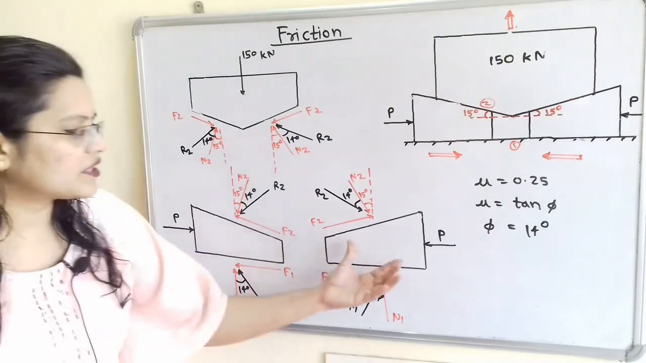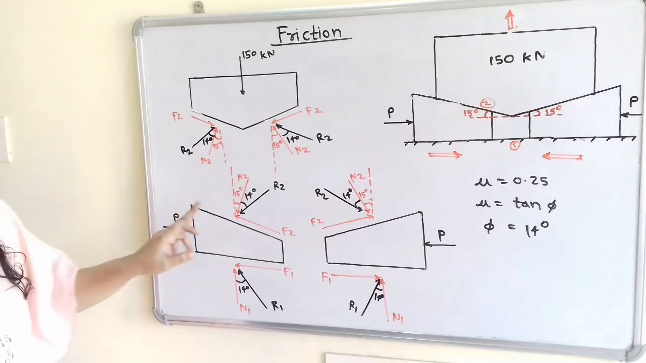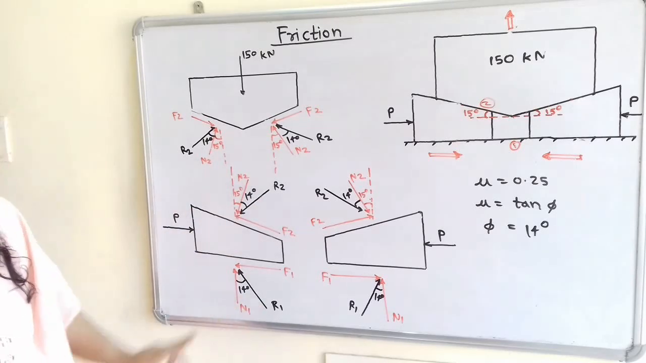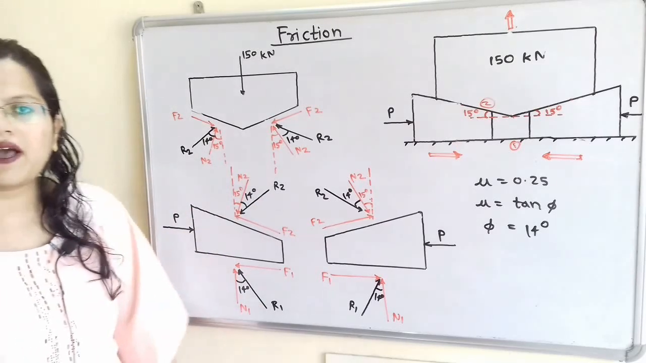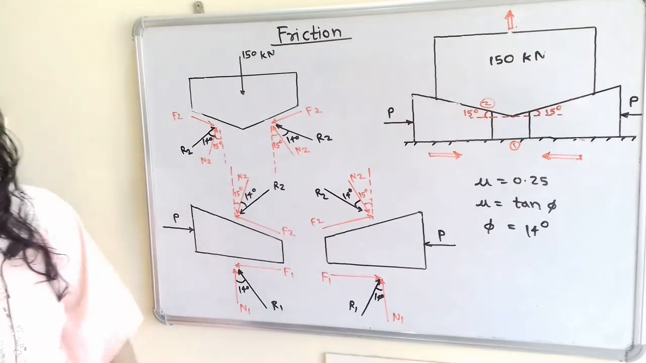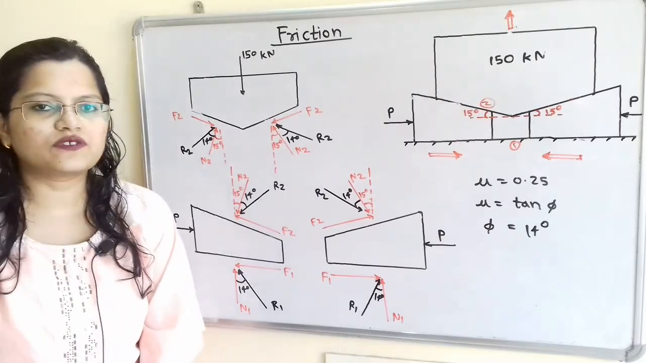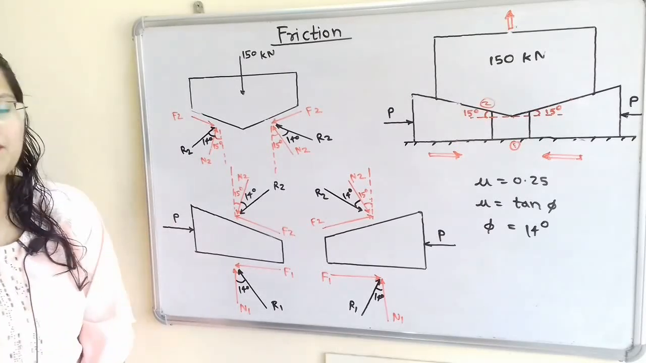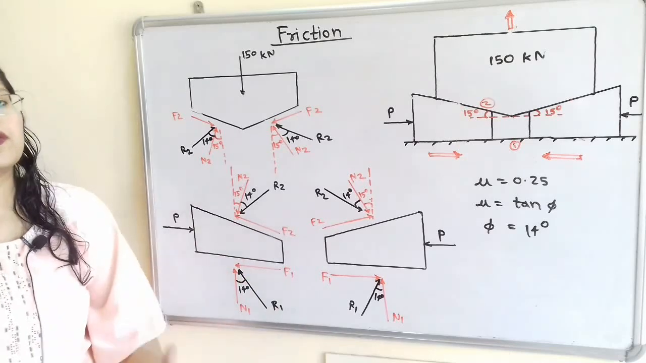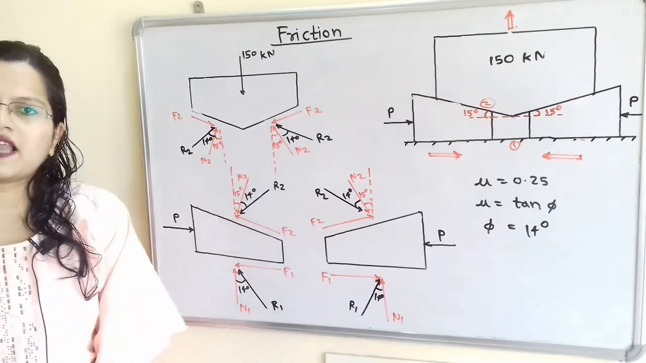If we observe these two wedges, then there are three forces: P, that is the applied force, R2 and R1. These forces are also passing through the center of these two wedges, and these are concurrent forces. Whenever there are concurrent forces passing through the same point, then we can apply Lami's theorem.